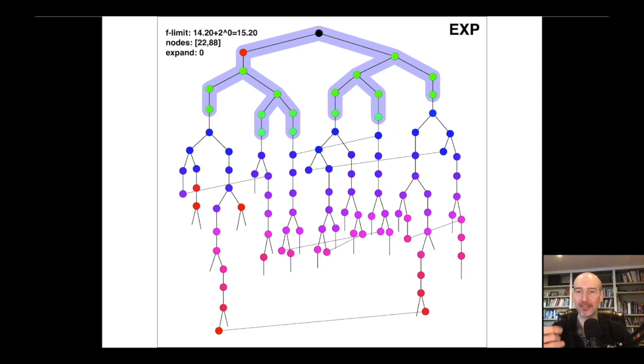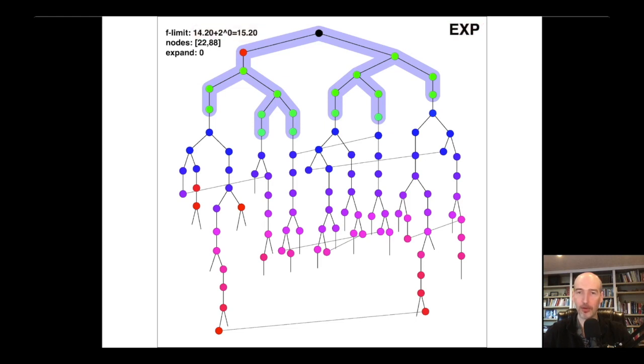So the number of node expansions, my F limit, is going to start growing exponentially. What I'm going to do is take my F limit and add 2 to the power of whatever my iteration is in order to increase the F limit. So I had an F limit of 14.2. I'm going to add 2 to the 0 to that to get 15.2, and I'll run with 15.2. Because I did 11 before, I'm trying to do somewhere between 22 and 88 node expansions. So we're going to run that tree exponentially.